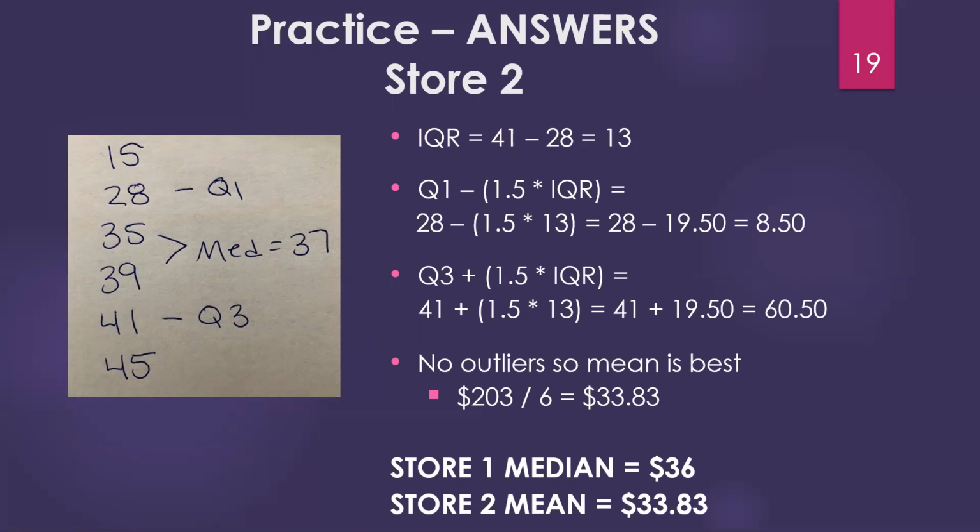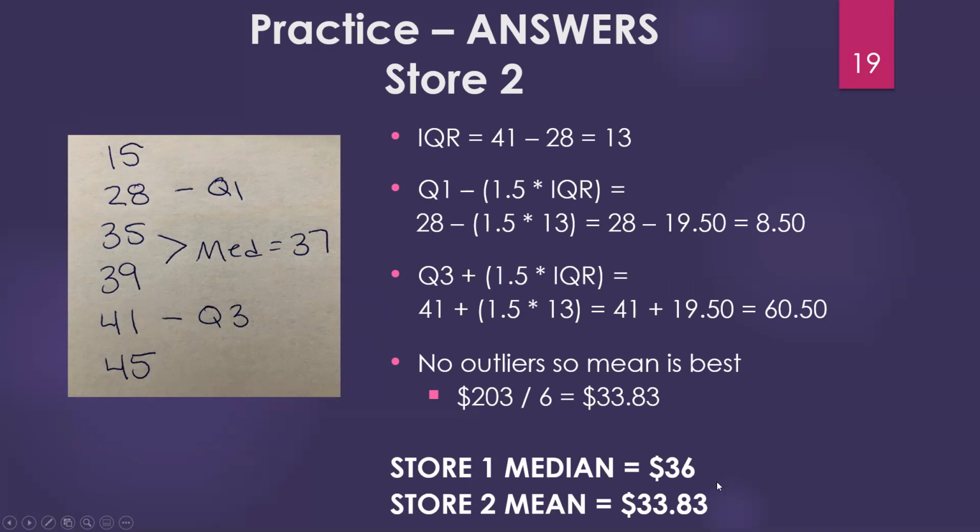When there are no outliers, it's best to use the mean. Remember, to calculate the mean, we add up all of the values and divide by the number of values there are. So if we add up 15 plus 28 plus 35 plus 39 plus 41 plus 45, that gives us 203, divided by 6 is $33.83. So our final answer is in bold right here.